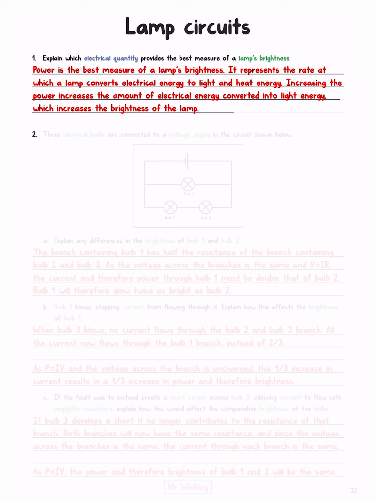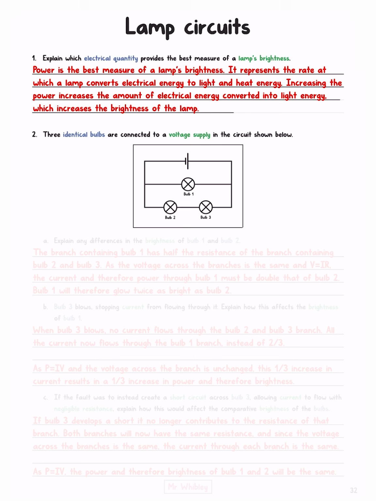Question 2. 3 identical bulbs are connected to a voltage supply in the circuit shown below. So we have our voltage supply connected with 2 parallel branches, one of which containing 1 bulb and the other containing 2. Explain any difference in the brightness of bulbs 1 and 2.